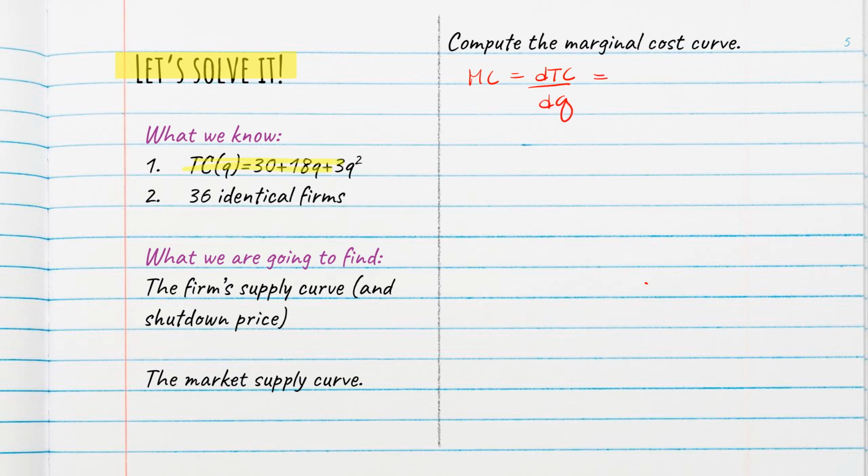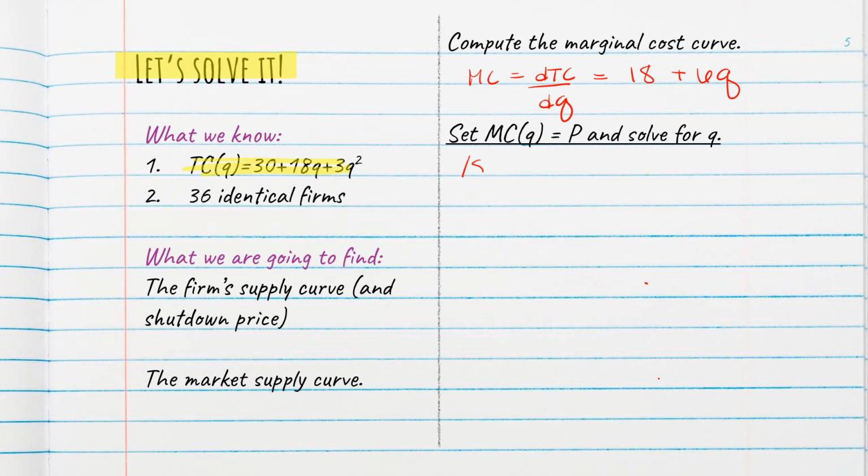Focusing on our total cost function over here, we're just going to differentiate, and we get 18 plus 6Q. So we take that derivative, we find the marginal cost, and then we're going to take that marginal cost function, we're going to set it equal to price, and we're going to solve for Q. Why are we solving for Q? Because the supply curve traditionally tells us how output, quantity supplied, depends on price.